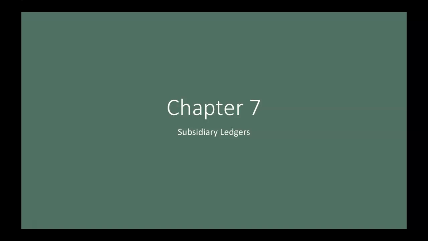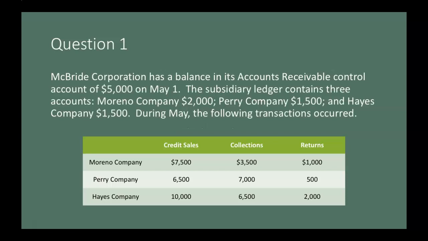Let's work through a subsidiary ledger example problem. So this problem says McBride Corporation has a balance in its accounts receivable control account of $5,000 on May 1st. The subsidiary ledger contains three accounts. Moreno Company is $2,000, Perry Company $1,500, and Hayes Company $1,500.